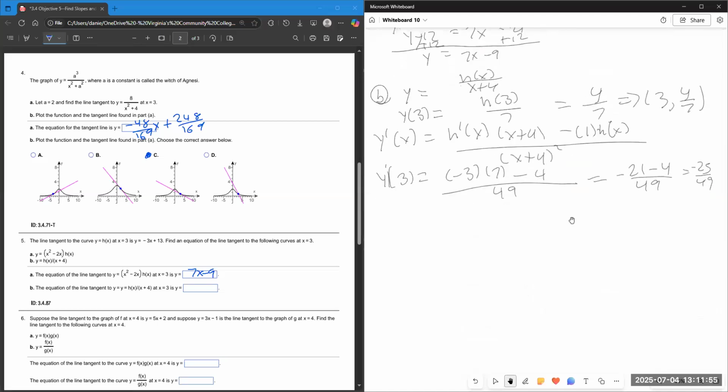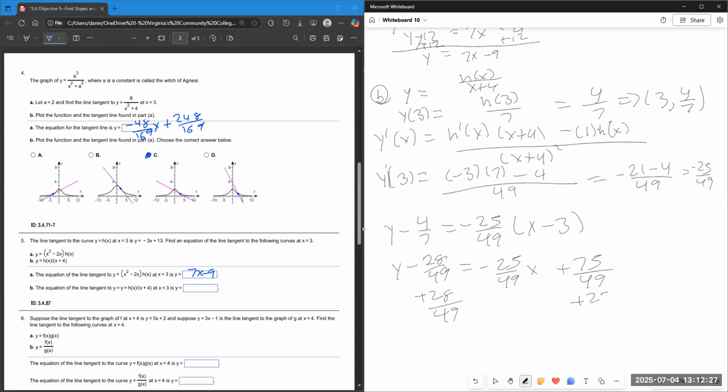So that means y minus y1 equals m times x minus x1. I would love to leave it like that, but I don't think I should. Let's add 28 over 49 to both sides. Y equals -25 over 49x plus 103 over 49. All right.